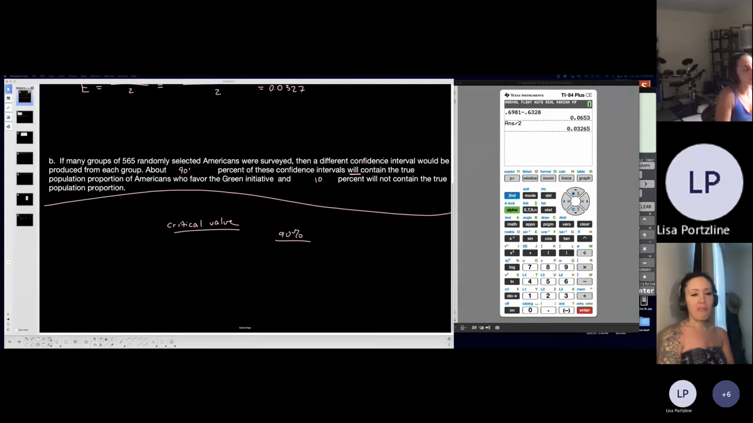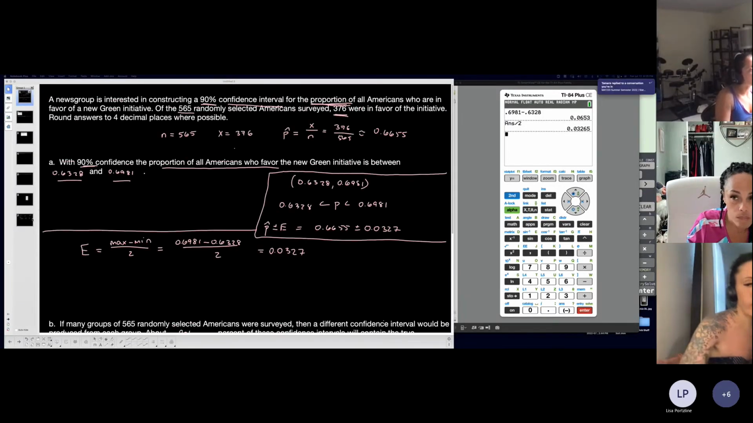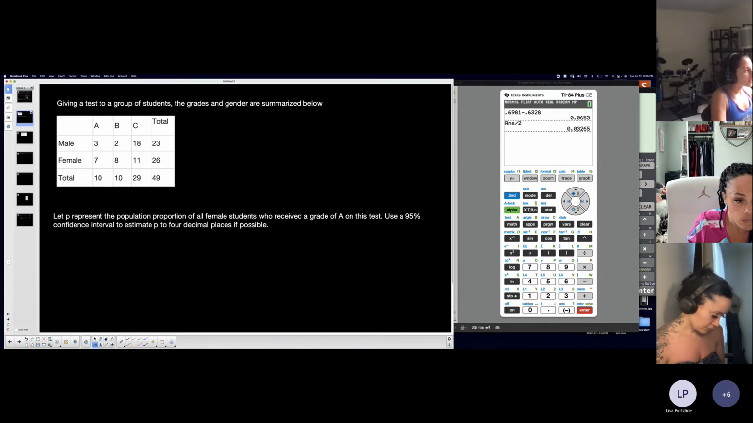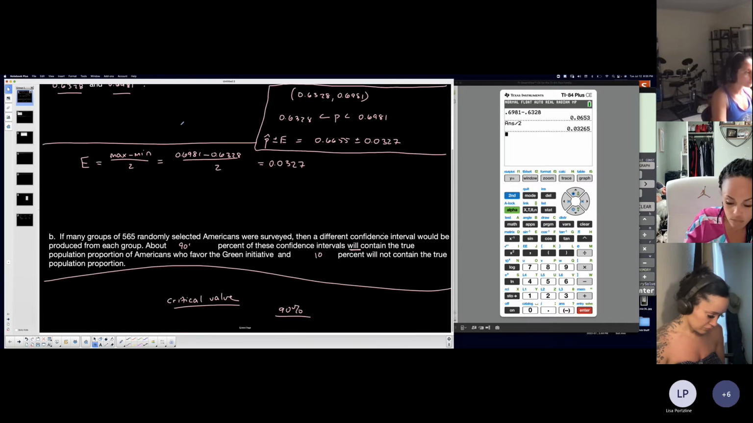Find the critical value for this problem. It doesn't ask me for it, but I'm just going to find it, okay? So this is finding a critical value. If I were to use the formula, I'll write the formula here too, but you need to know how to find your critical values. And in this particular example, it's a 90% confidence interval.